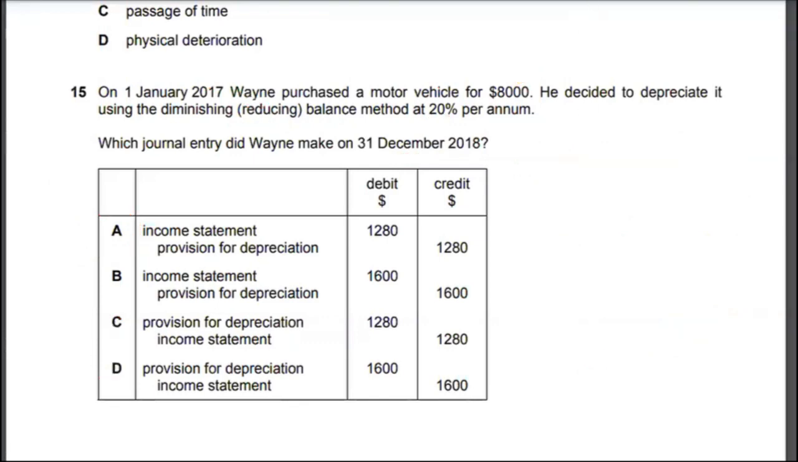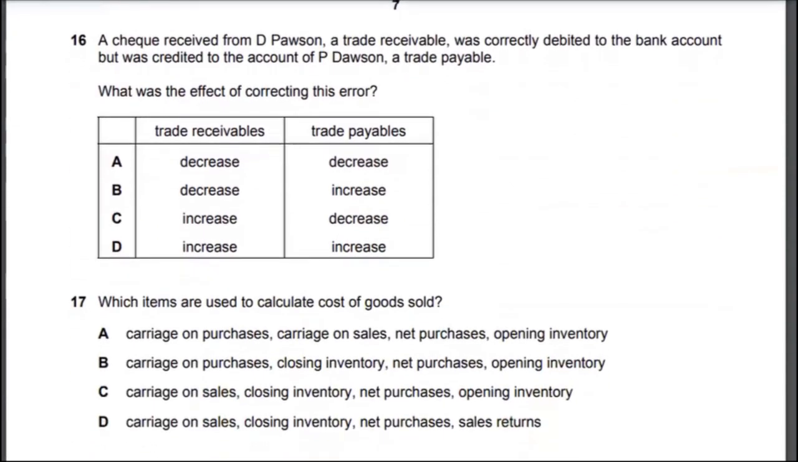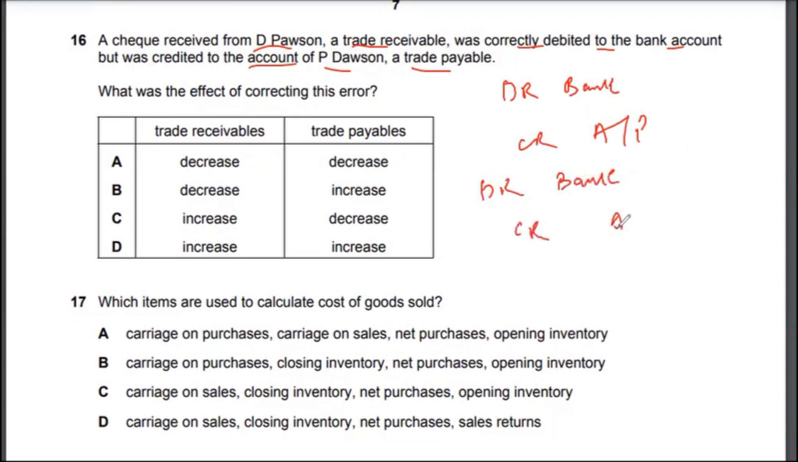So let's look at multiple choice 16. A check received from D. Poss on a trade receivable was correctly debited to the bank account, but was credited to the account of P. Dawson, a trade receivable, right? So what has happened? Debit bank and credit accounts payable. The correct entry should be debit bank and credit accounts receivable, right? So this should be the correct entry.